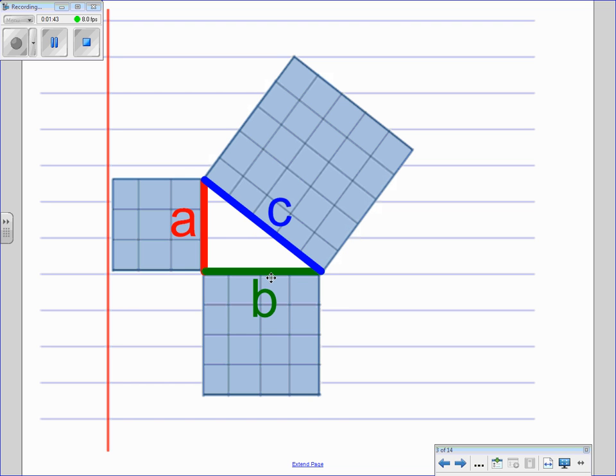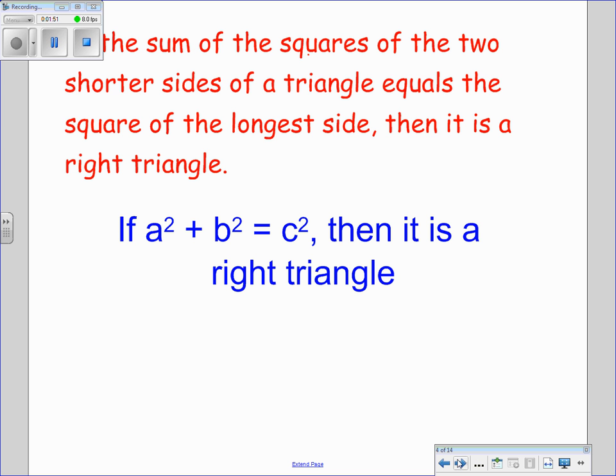The Pythagorean theorem has 2 parts, and we're only going to do the first one today. The first part says that if the sum of the squares of the 2 shorter sides of a triangle equals the square of the longest side, then it is a right triangle, a triangle with a right angle. Make sure you get that in your notebook. If you need to pause the video to do it, go ahead.